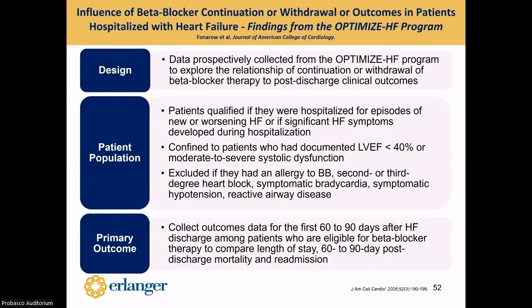Patients were included if they were hospitalized for new or worsening heart failure, or if they had significant heart failure symptoms that developed during their hospitalization. They had to have an ejection fraction documented less than 40% and moderate to severe systolic dysfunction, and were excluded if they had an allergy listed to a beta blocker, second or third degree heart block, any symptomatic bradycardia, or reactive airway disease. Their primary outcome during the first 60 to 90 days was basically to see if the outcomes were different for mortality and readmission.